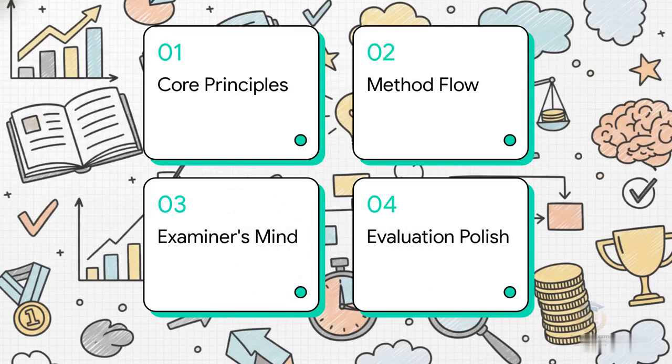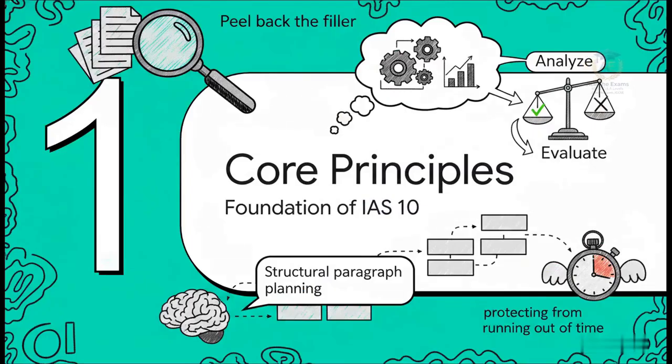Our study dashboard today provides a methodical roadmap, reducing cognitive overload by organizing this complex accounting standard into 4 calm, manageable pillars: decoding the core principles, the method flow, the examiner's mind, and finally, the evaluation polish. Section 1. Decoding the core principles, the foundation of IAS 10.